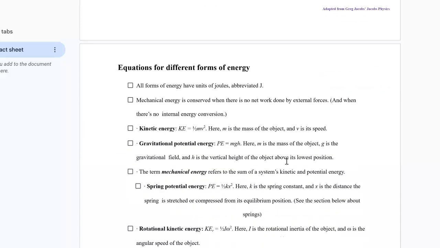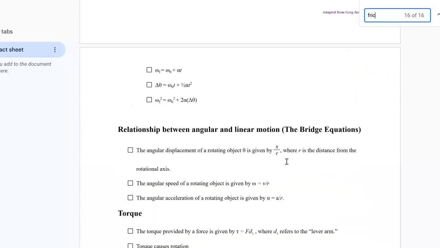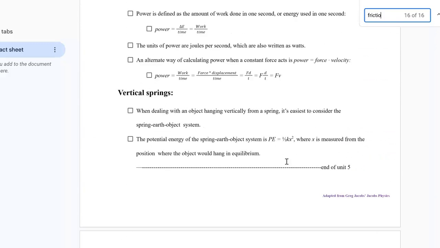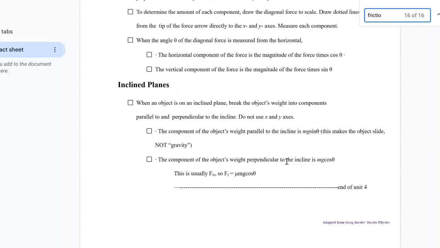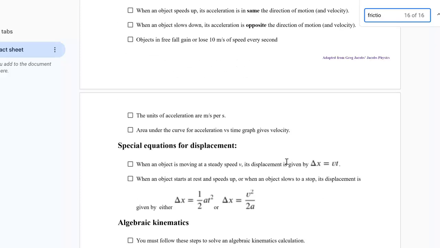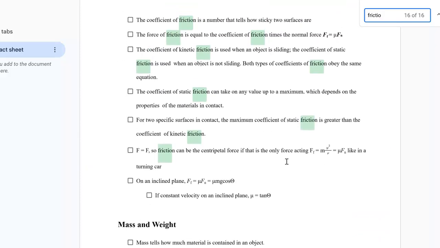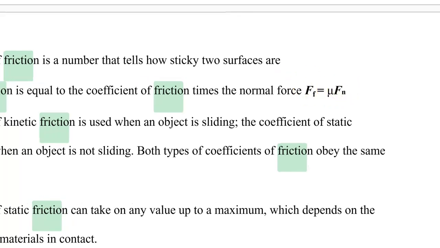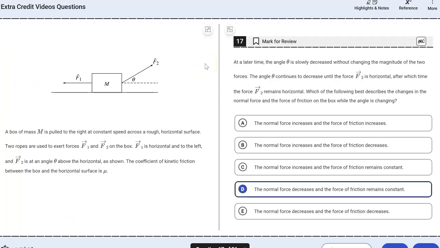And then we're also going to need to know our friction physics fact that force of friction equals mu Fn. Where is that? Right here. That's very important. Okay, so let's set up our FBD for this problem.